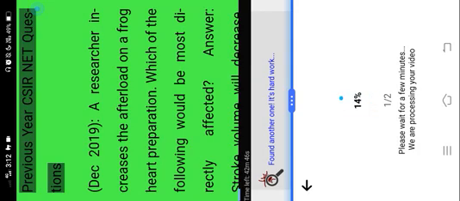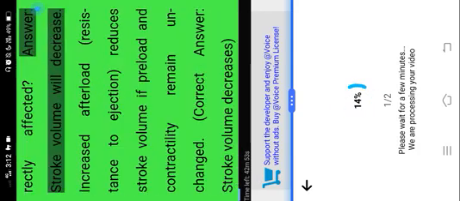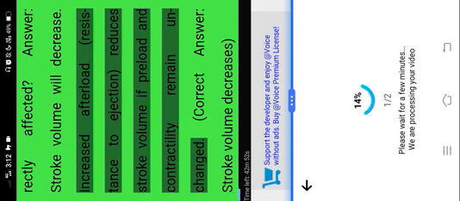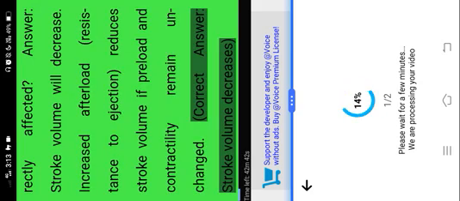Previous year CSIR NET questions. December 2019: a researcher increases the afterload on a frog heart preparation. Which of the following would be most directly affected? Answer: stroke volume will decrease. Increased afterload, resistance to ejection, reduces stroke volume if preload and contractility remain unchanged. Correct answer: stroke volume decreases.